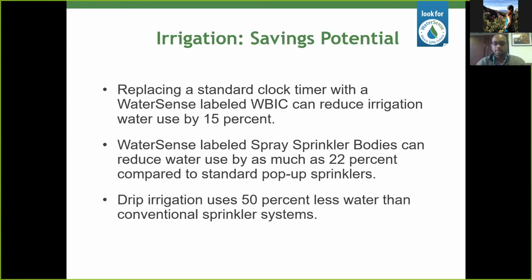So using some of those things that we've talked about today, here are just a few examples of water savings that you might be able to see. If you replace your standard clock timer with a WaterSense labeled controller, that can reduce your irrigation water use by around 15%. If you use spray sprinkler bodies with internal pressure regulation, compared to standard pop-up sprinklers without any pressure regulation, you could reduce your water use by as much as 22%. And then drip irrigation uses 50% less water than conventional sprinkler systems.